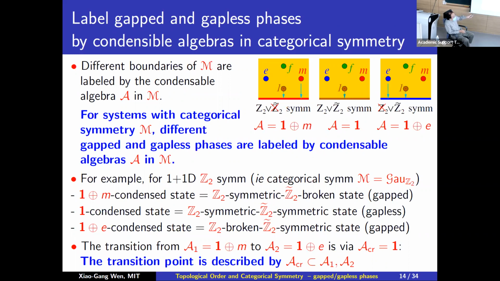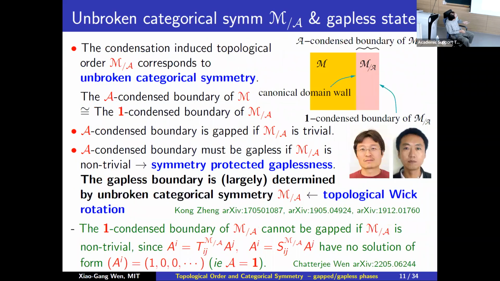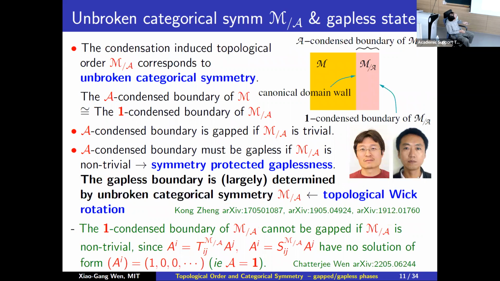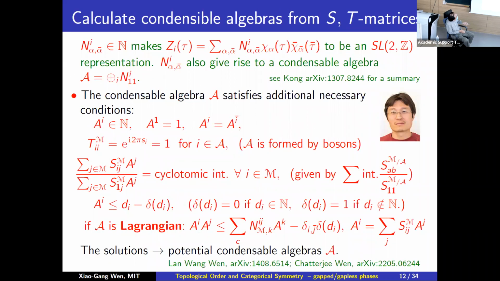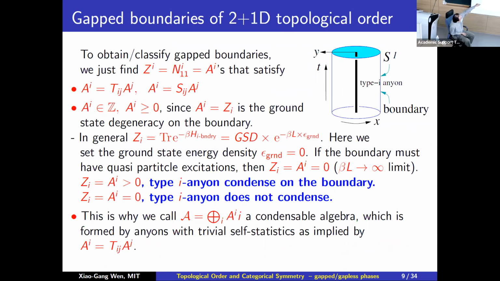So this m condensed boundary is a Z2 symmetric phase. What is the condition for the Lagrangian subalgebra? Let me say that very simply. Maybe it's easier to say here. This A describes the condensed algebra. So you can see this is a condition on the condensed algebra.